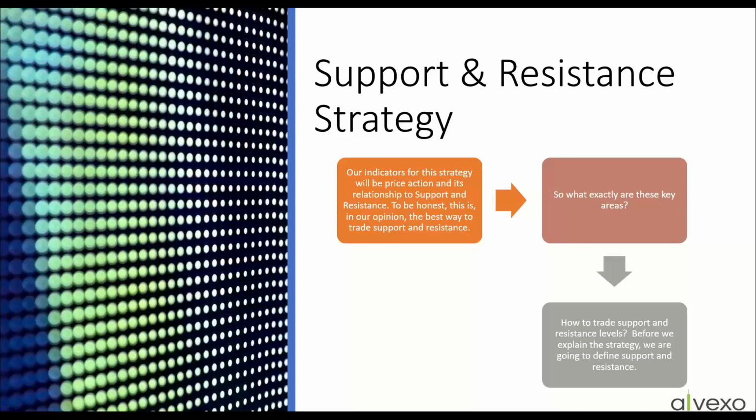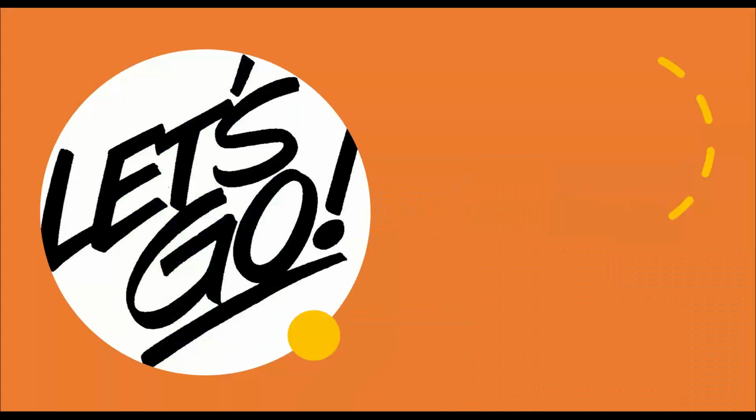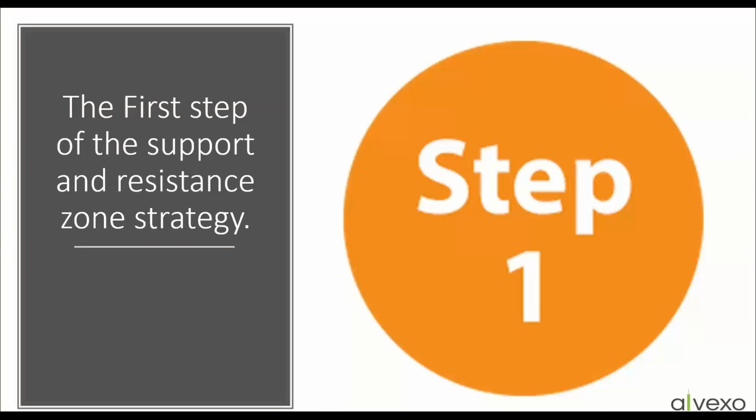So exactly what are these key areas? How to trade these price levels. Before we explain the strategy, we're going to define support and resistance, which we've just done. Okay, you got it pretty much under your belt. So let's go. We've got our chart set up. We've got our levels straight on there. We've got our candlestick set up there.